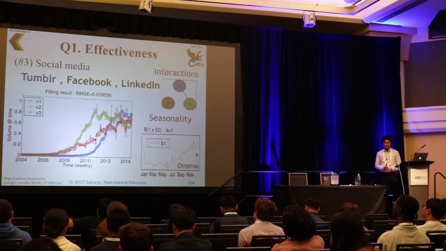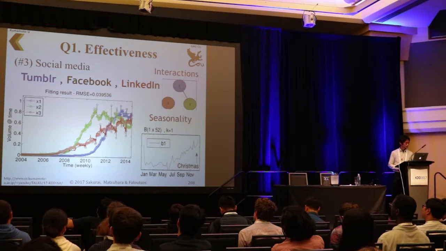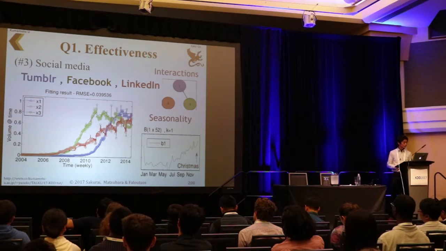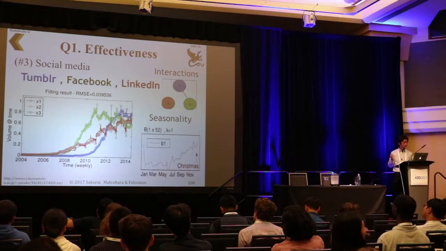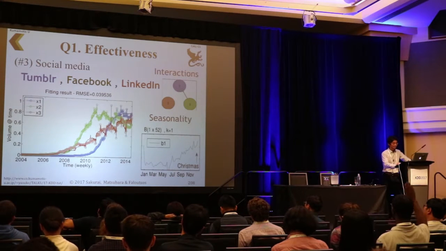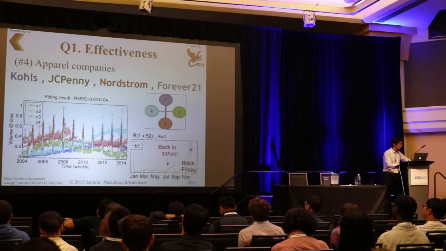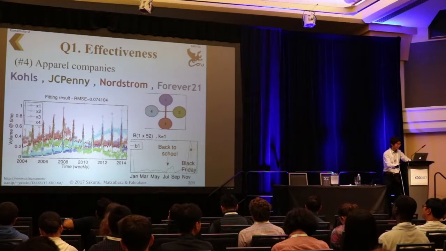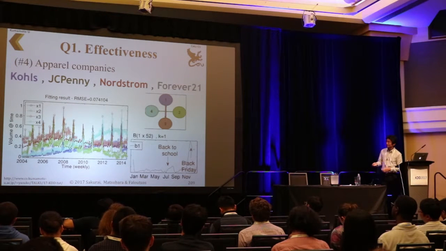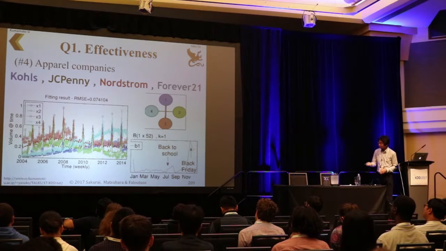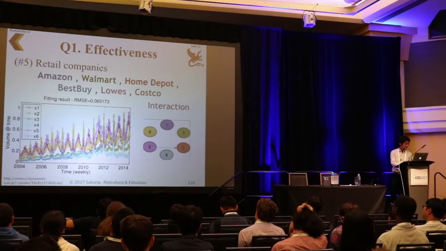Okay, and another example is social media: Tumblr, Facebook, LinkedIn. If we analyze such time series data, we can extract information about the interaction. Tumblr and Facebook have an interaction or competition, but LinkedIn does not have any competition in this case. Also, for the apparel companies JCPenney, Nordstrom, and Forever 21: JCPenney and Forever 21 have a competition, and Kohl's and Nordstrom have a competition. All of them share the seasonal events, seasonal patterns, which include back to school and also Black Friday. Yes, so another example, okay.